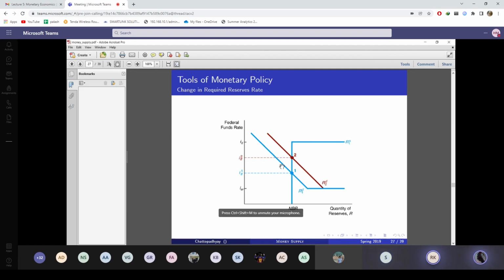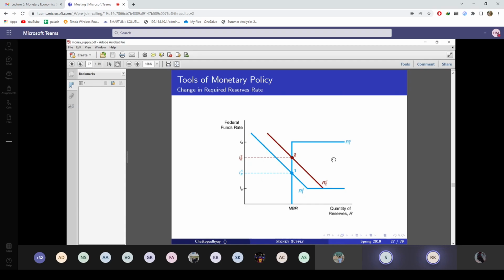Yes. And this is exactly what you see over here. Graphically, this is what is happening. Required reserves rises means demand for reserves rises. When the demand for reserves rises, the reserves demand curve, you see, shifts upward.